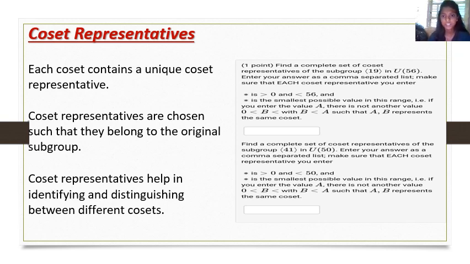For this question, the answer should be greater than 0 and less than 50, and it is the smallest possible value in this range. That is, if you enter the value A, there is no other value B, with 0 less than B, which is less than A, such that A, B represents the same coset. So these are the two examples, and they have solved it like this. This is the representation of the coset representatives.